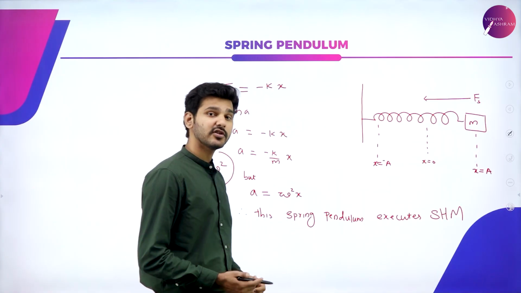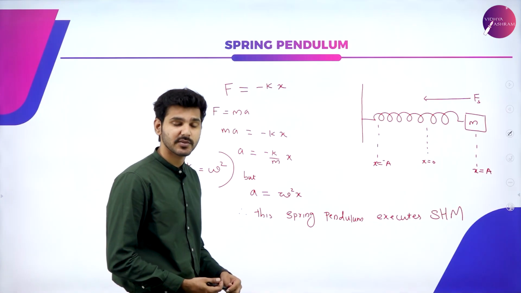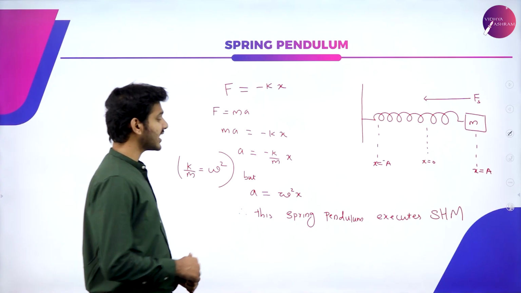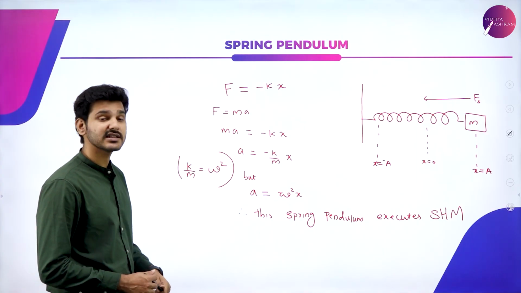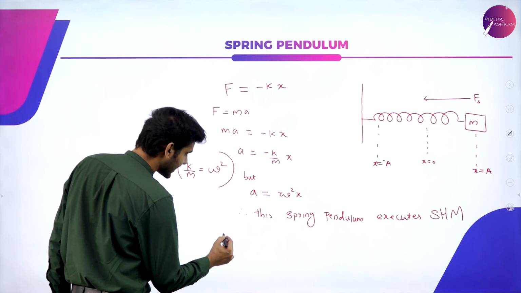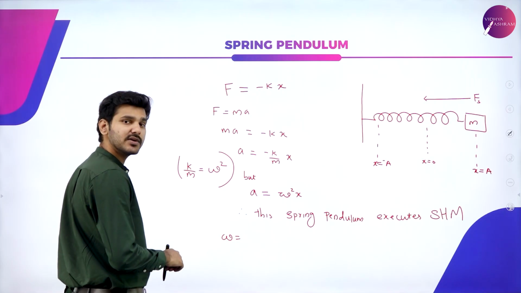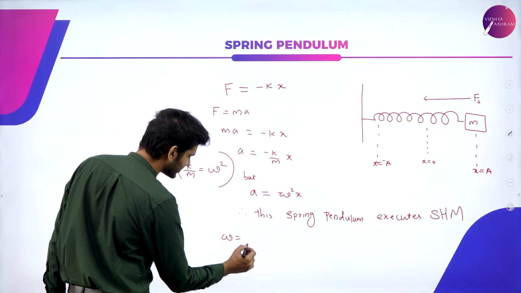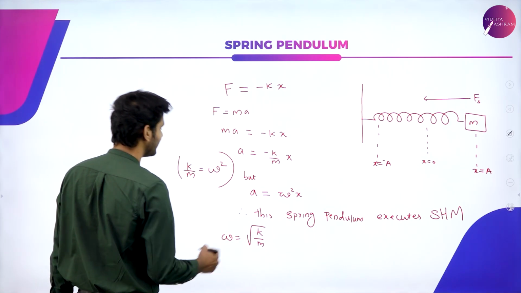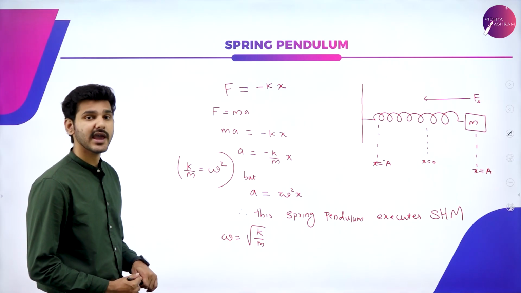You have already performed this experiment in your first PUC. If not, you are going to perform this particular experiment in your first PUC experimental labs. So we proved that this is having SHM, and omega, the angular frequency or angular velocity, is equal to root of k by m.